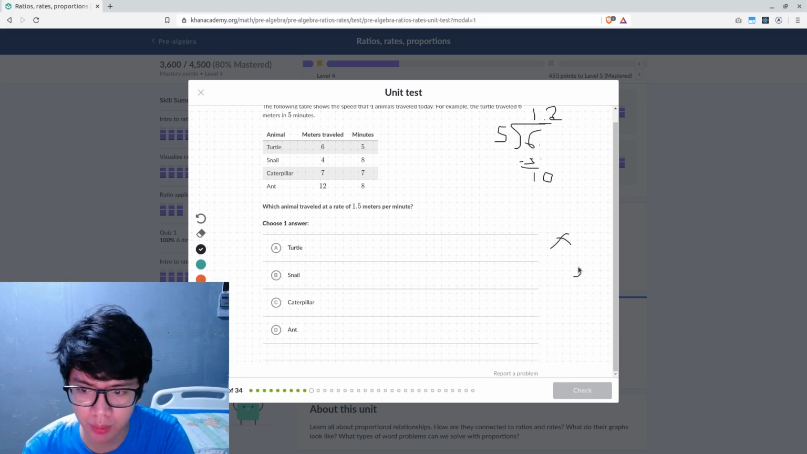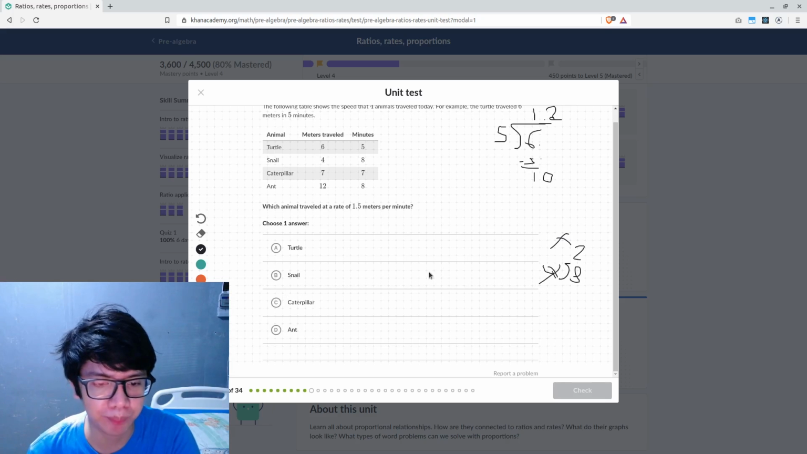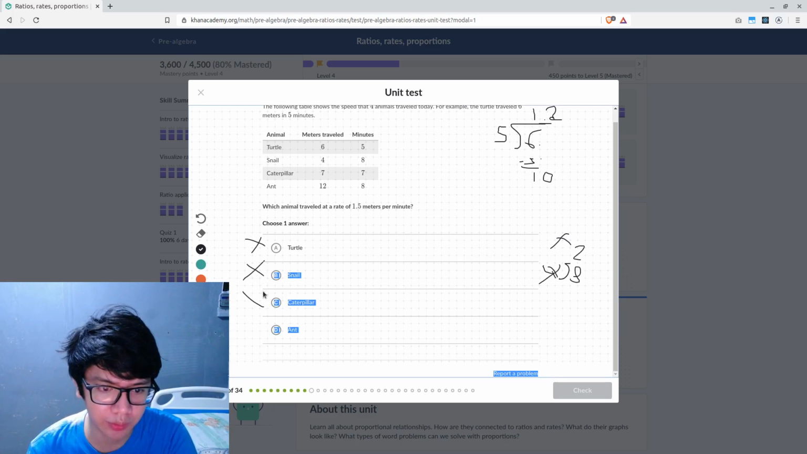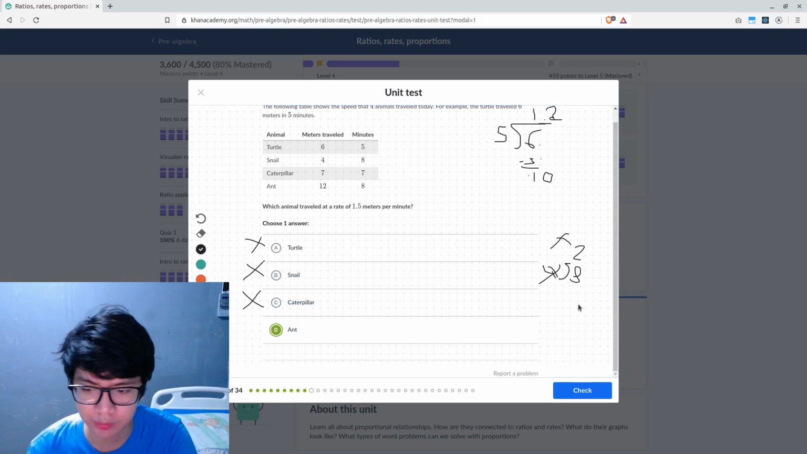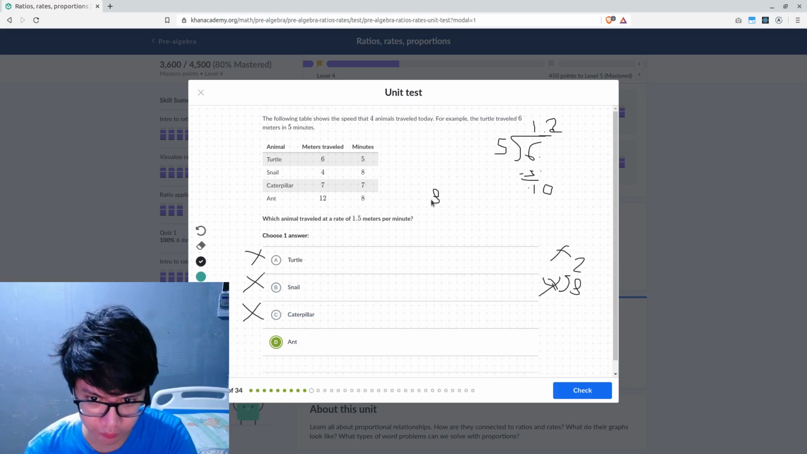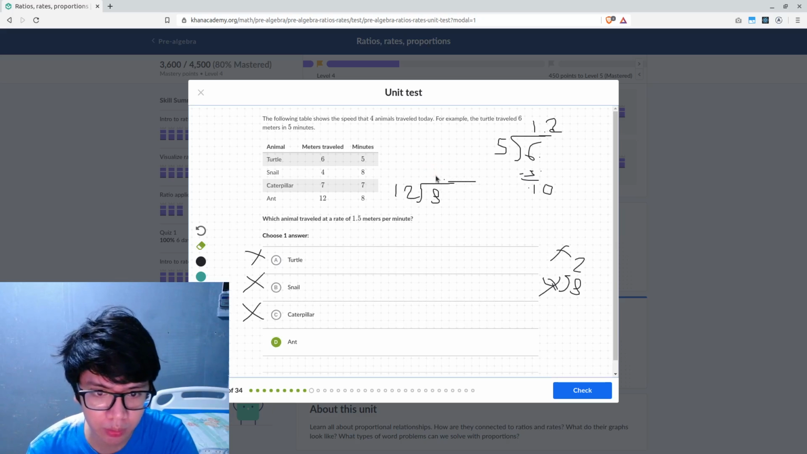Snail. Just 2, so no. I'll say caterpillar. Is 7? Oh, this is 1. So I guess the ant. But of course, to be sure. Oh. Wait, what? Oh no.